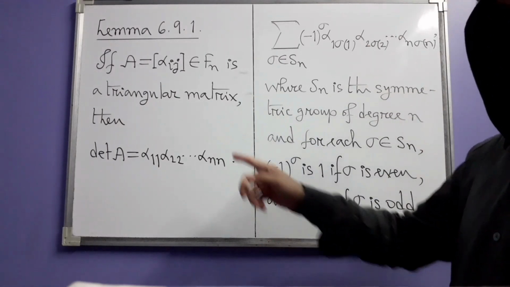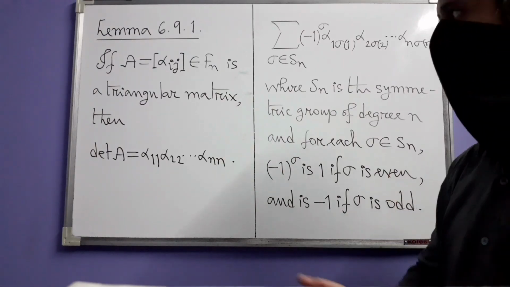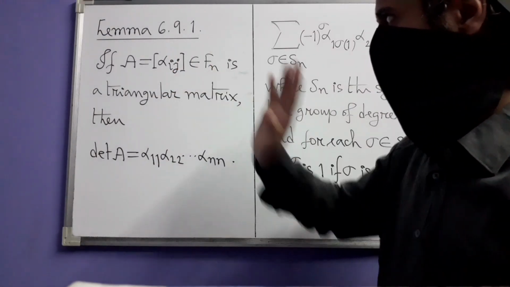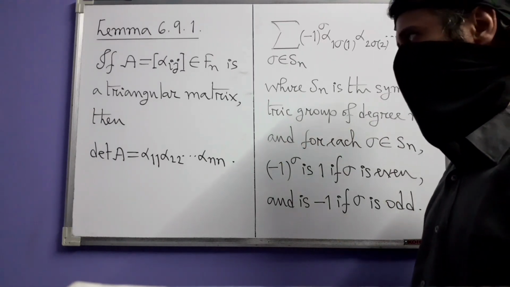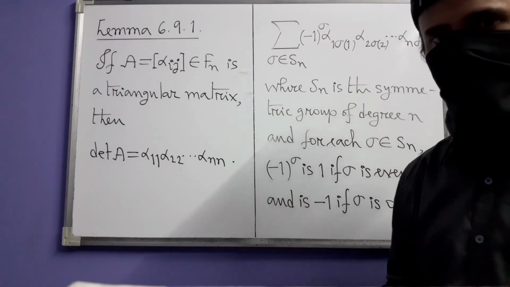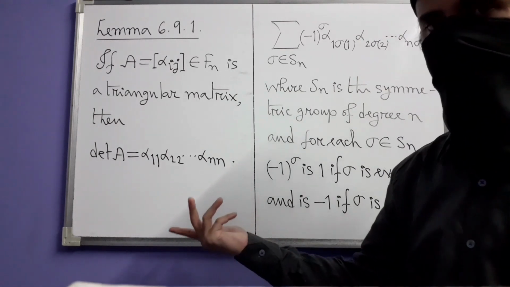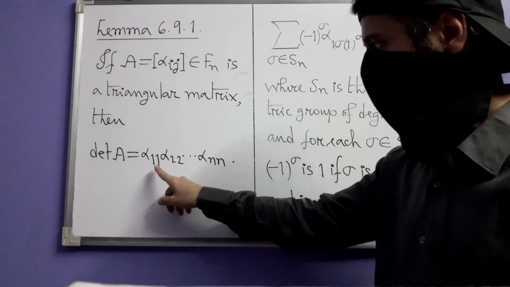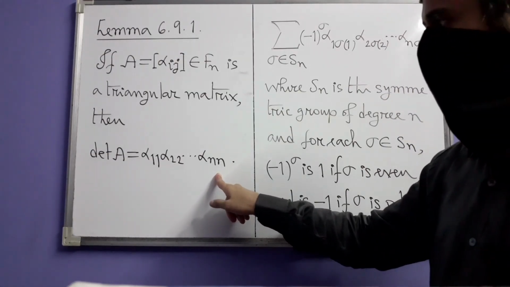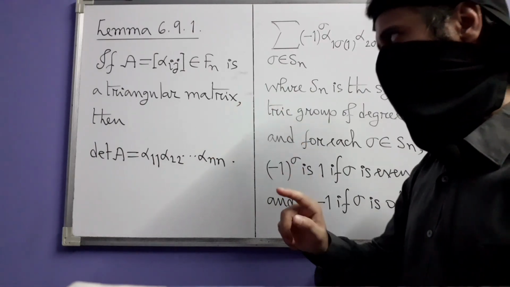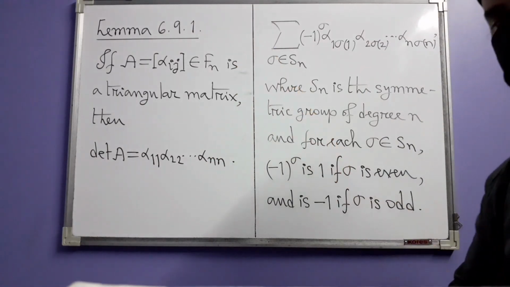In this lemma, you again consider an n by n matrix A over the field F, whose ith row jth column entry is alpha ij. And this matrix is a triangular matrix. It may be upper triangular, it may be lower triangular. Then its determinant is very simple. It is just this: alpha 1 1 times alpha 2 2 and so on up to alpha n n. That means the determinant of a triangular matrix is just the product of the entries on its leading diagonal, main diagonal.